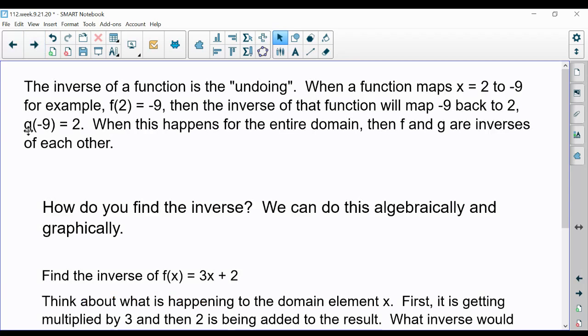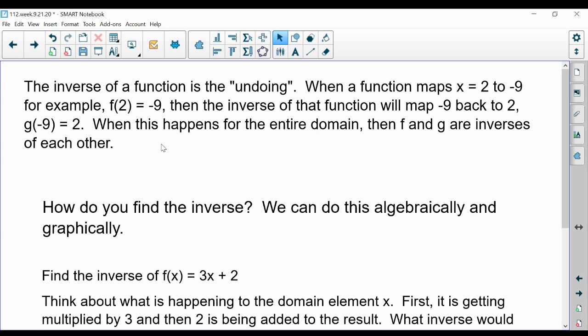So this section is about inverses. And inverse functions, when two functions are inverses of each other, they undo each other. So for example, if a certain function maps 2 to -9, then the inverse function will take -9 and bring it back to 2, which is shown here. G of -9 will give you back 2. And that occurs for every domain element. It'll just undo what was done.